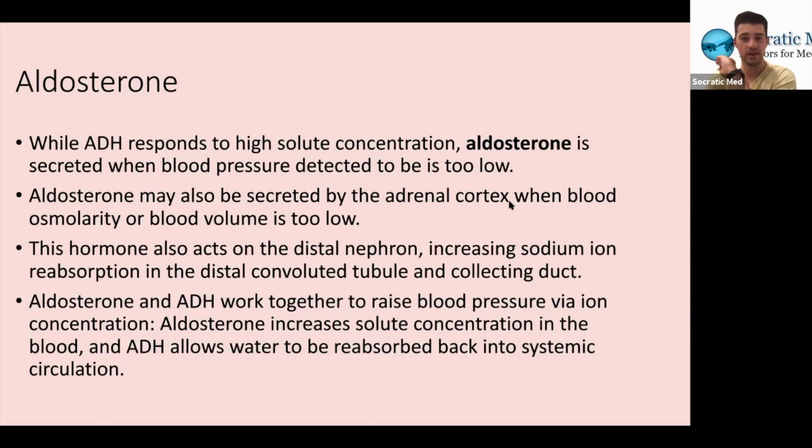So like I said, when blood osmolarity or blood volume is too low, aldosterone can be secreted. It's also a part of the renin-angiotensin system, which we'll talk about in another couple of slides, which is another really pretty high yield thing on the MCAT. The hormone also acts on the distal nephron, just like a lot of the other hormones. But aldosterone, instead of increasing water uptake like antidiuretic hormone does, increases sodium reabsorption in the distal convoluted tubule and the collecting duct. So aldosterone and ADH work together to raise the blood pressure via ion concentration.